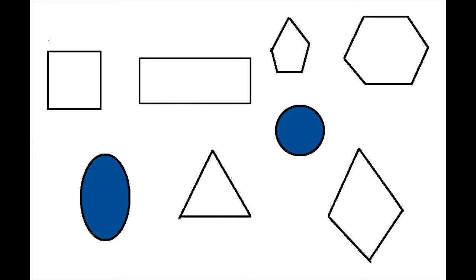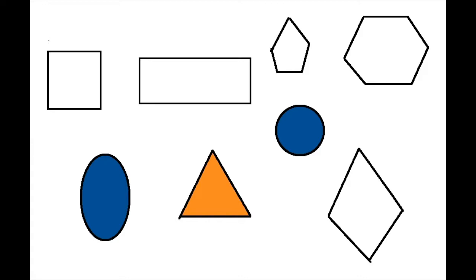Do you see any shapes that have two sides? No, I don't see any shapes with two sides. Do you see any shapes with three sides? Yes, a circle has three sides. Not a circle, a triangle. 1, 2, 3. Let's make our triangle orange.